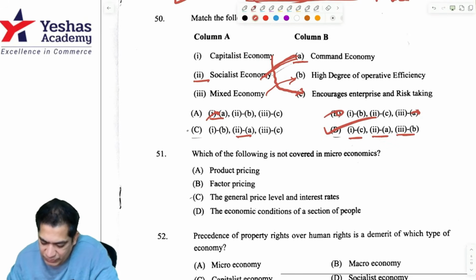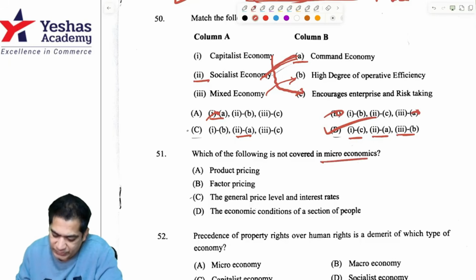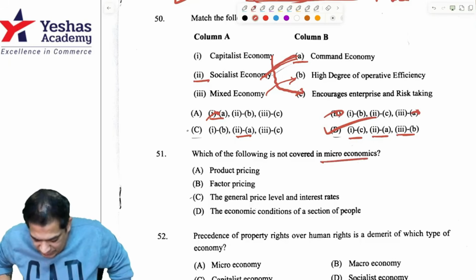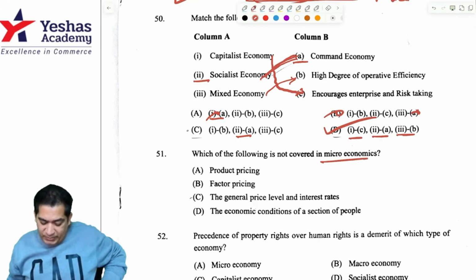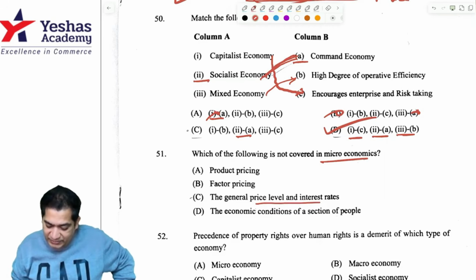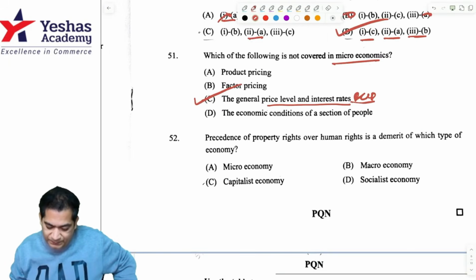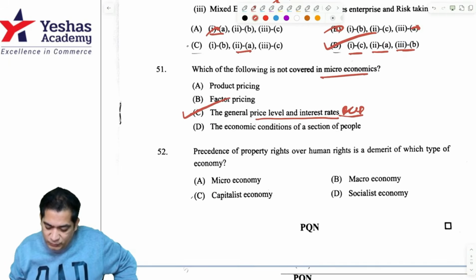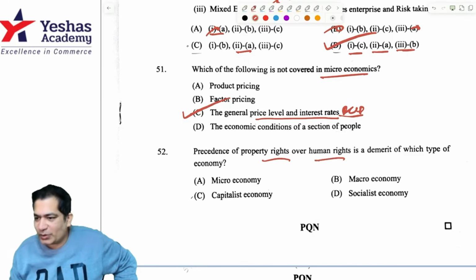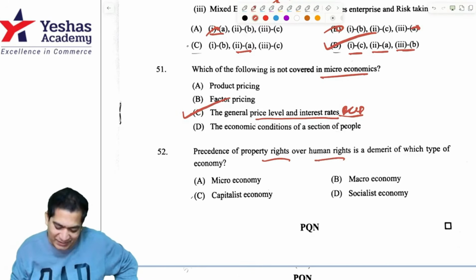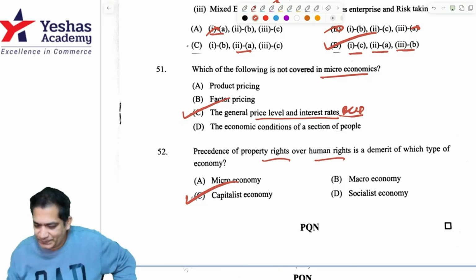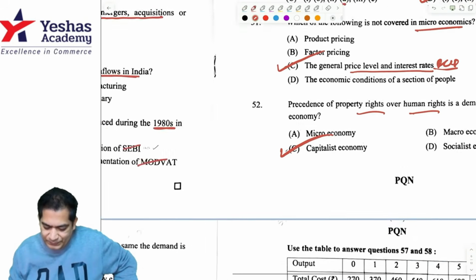Which of the following is not covered in microeconomics? Product pricing, factor pricing, they all are micro. General price level and interest rate, that is a macro factor. It will affect the entire economy. Economic condition of a section of people, micro again. Precedence of property rights over human rights. It means money is more important than humans. That happens in a capitalist economy. Next.